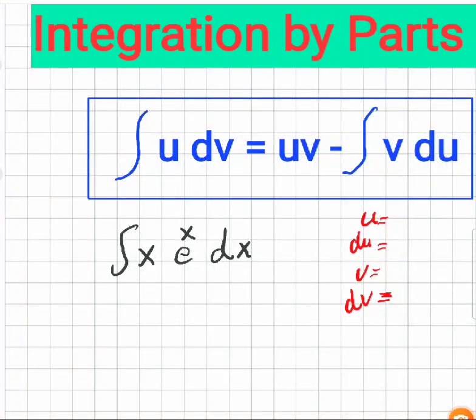Can we find the indefinite integral of x times e raised to the x? To do this, we need to use something called integration by parts. The integral of u dv is equal to u times v minus the integral of v du.